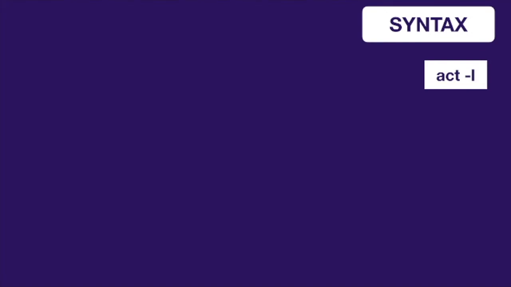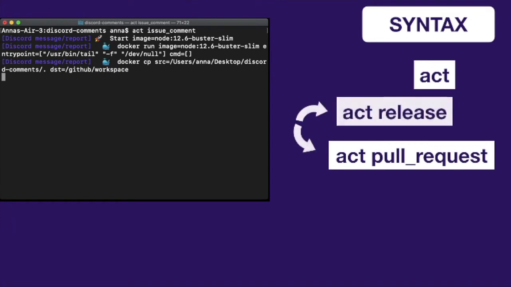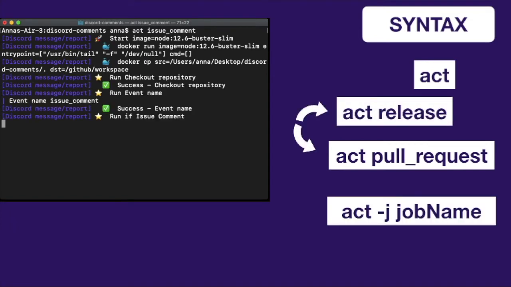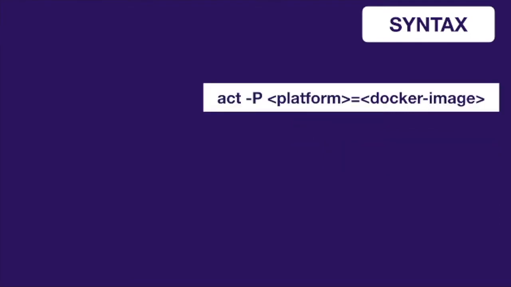act -l lists all available GitHub workflows. To run the tool, you can use just act, and by default that is going to emulate a push event, or you can define which event you want to trigger and run several of those at the same time. You can also choose to run a specific job by using the -j flag. If your workflow requires a specific custom image, you can define it by using the -P option.